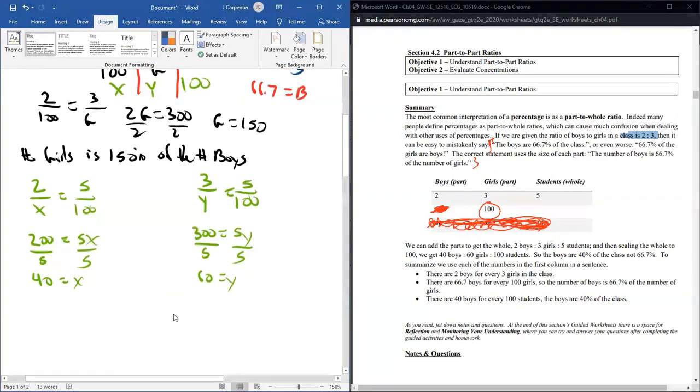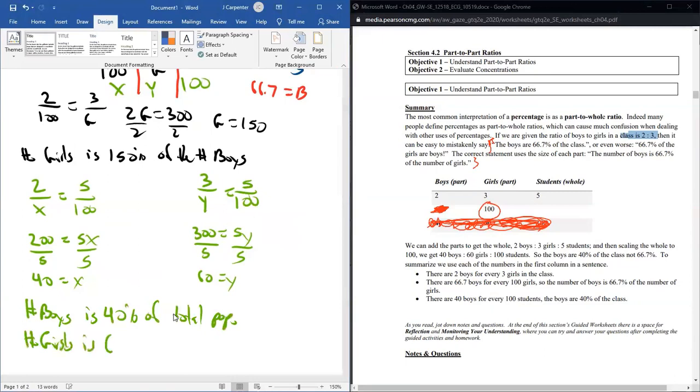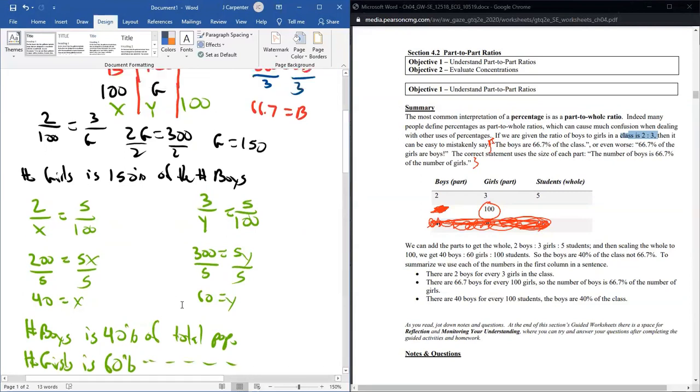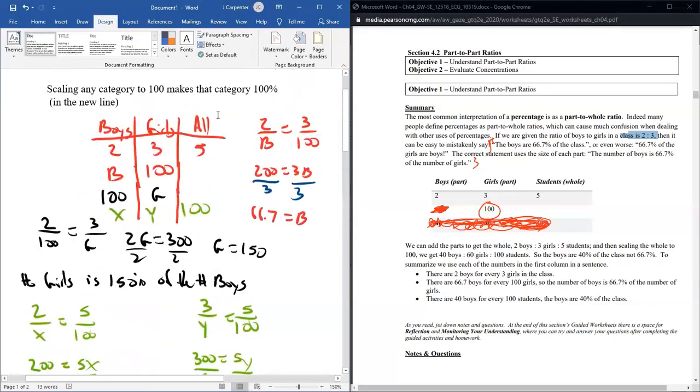So now we're thinking about the total population as the 100%. So now these statements would be: the number of boys is 40% of the population, of the total number of students, however you want to phrase this, and the number of girls is 60% of the total population of students. So the boys make up 40% of the total, the girls make up 60% of the total. You can only make a statement that way when you scale the total to 100. Scaling a part to 100 gives you a way of comparing one part to another.